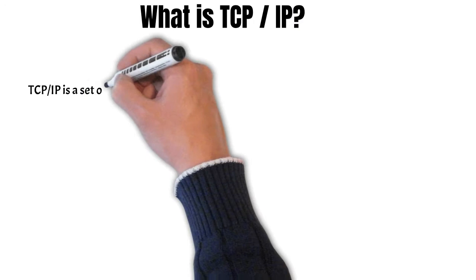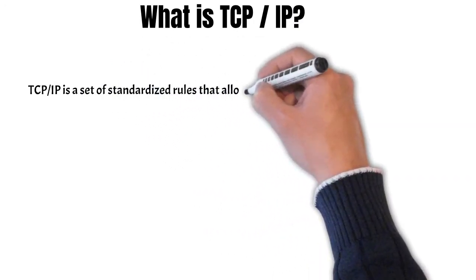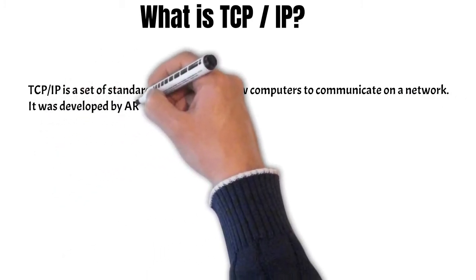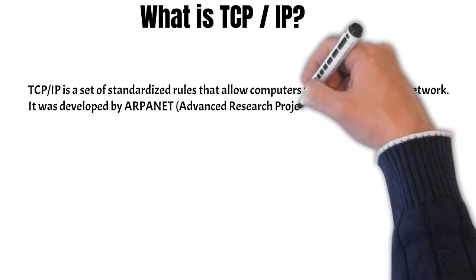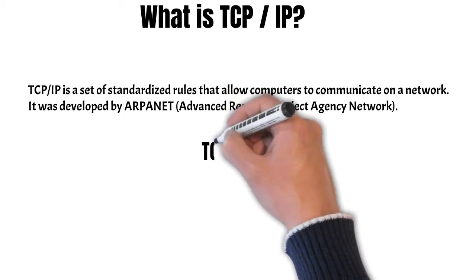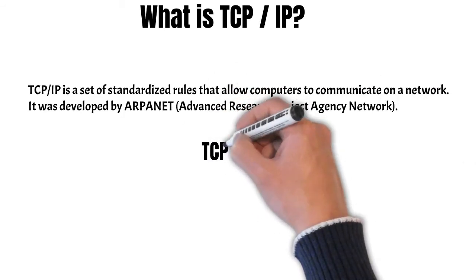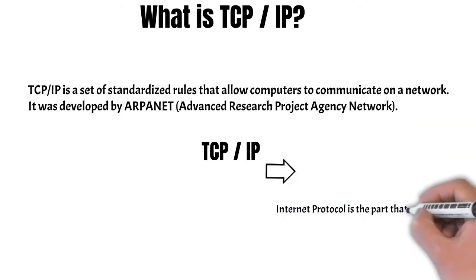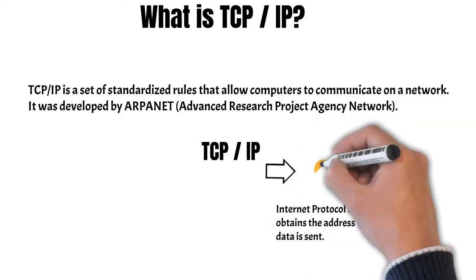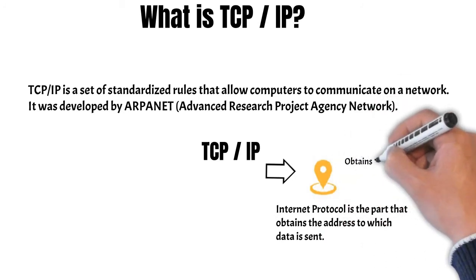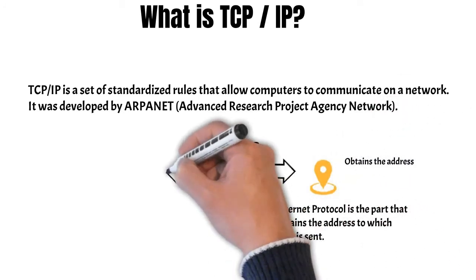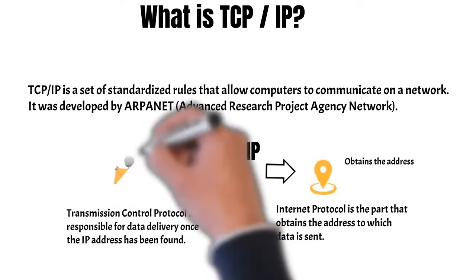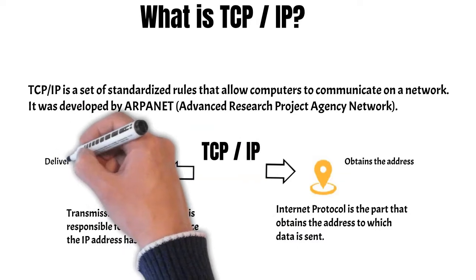What is TCP/IP? TCP/IP is a set of standardized rules that allow computers to communicate over a network such as the Internet. It was developed by the Advanced Research Project Agency Network. Now let us understand what TCP/IP stands for. IP in TCP/IP stands for Internet Protocol, which is the part that obtains the address to which data is sent. TCP stands for Transmission Control Protocol and is responsible for data delivery once the IP address has been found.